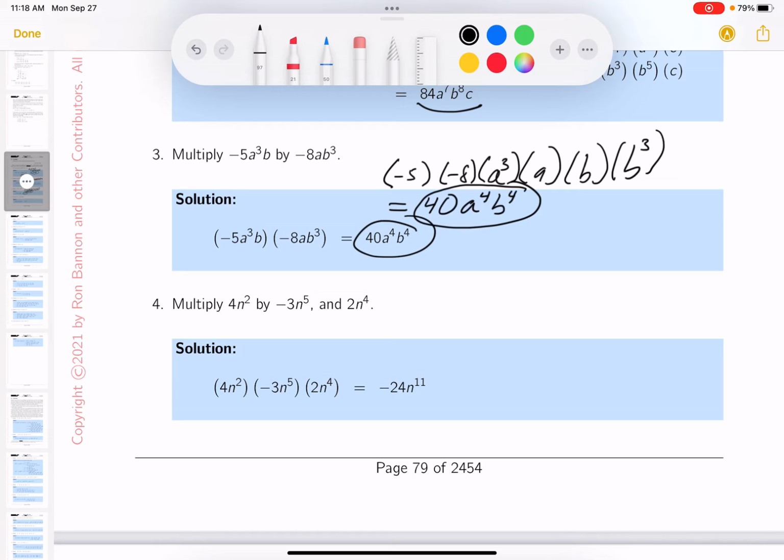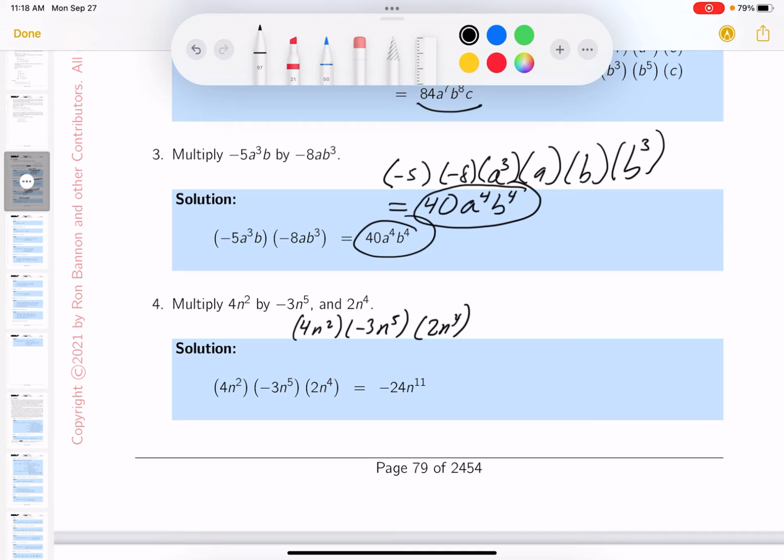I'm seeing it. All right, let's do this one over here. Now there's three factors. I'll write them down for you. It's 4n squared, minus 3n^5, and 2n^4. Again, I'm with Wells on this. I think writing it down really doesn't help me much. I'm going to do the multiplication, though.